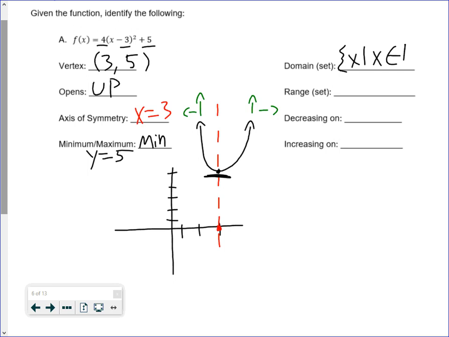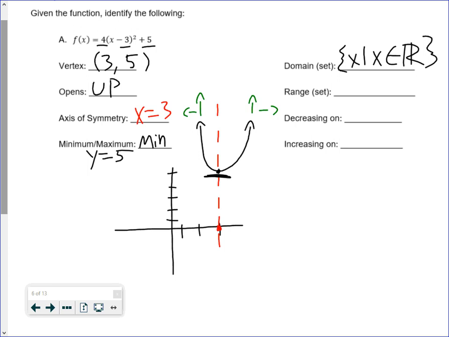Write it however you want to. I'm writing it like this. It really doesn't matter. If you prefer saying negative infinity is less than x, which is less than infinity, go for it. That's fine. It says the exact same thing. As long as you're telling me that it's all real numbers in however way you want, it'll be okay.